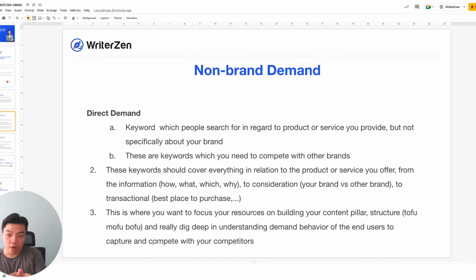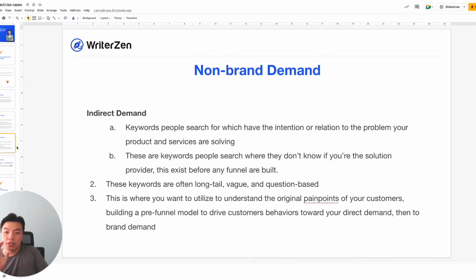And we'll come back later to how Wildcard can really help. Wildcard could help throughout this whole demand generation, demand capture journey. Then the second part of non-branded demand is indirect demand. Indirect demands are keywords people search for which relate to the problem that your product and service is solving.